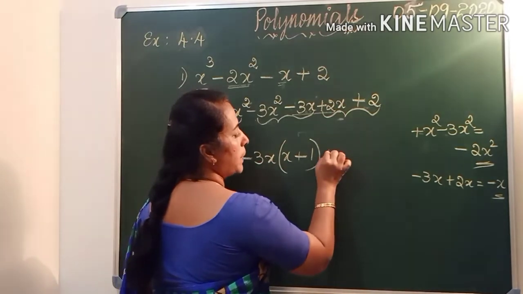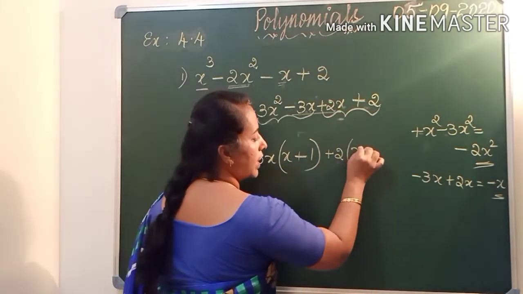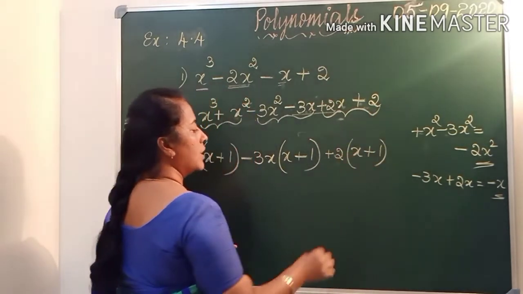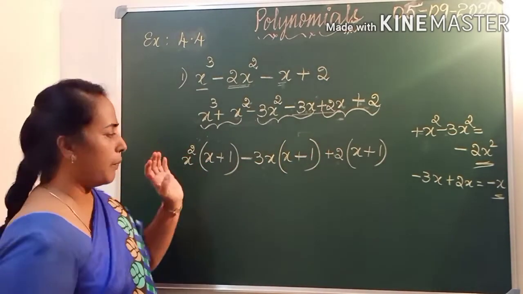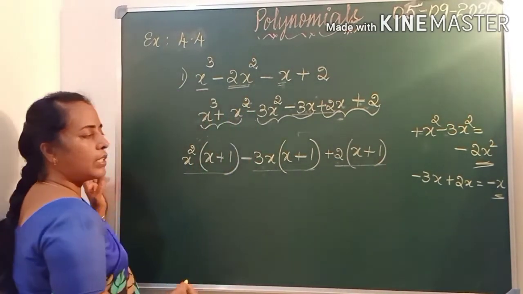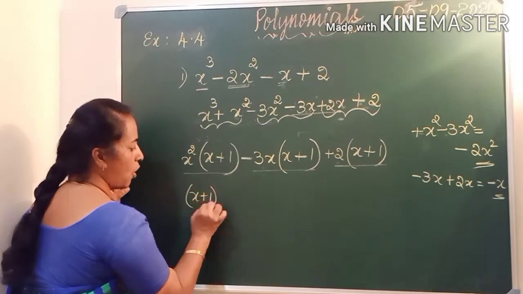Now in the third group, plus 2 is common, so divide 2x by 2, what will you get? x, plus divide 2 by 2 will get 1. If you are correct, in all the three brackets it must be the same. So now this is one term, second term, third term. So what is the common factor among all the three terms? x plus 1 is common.